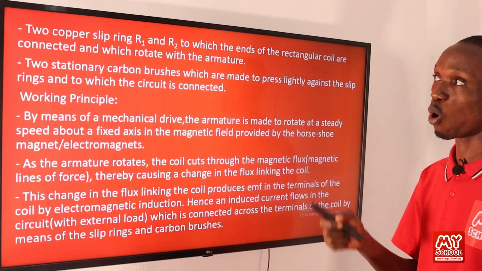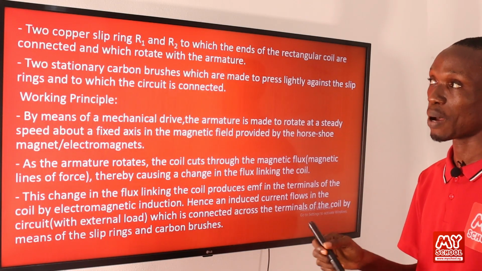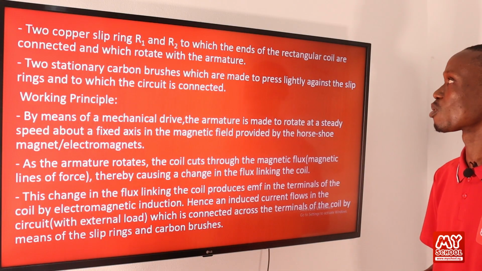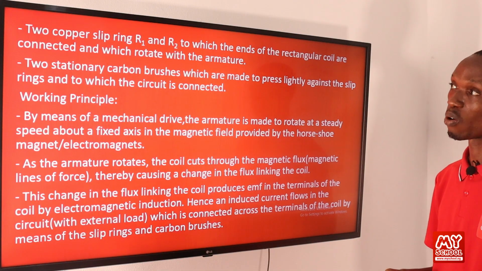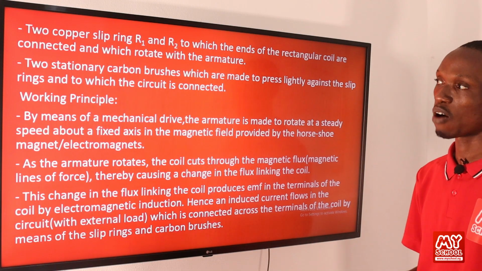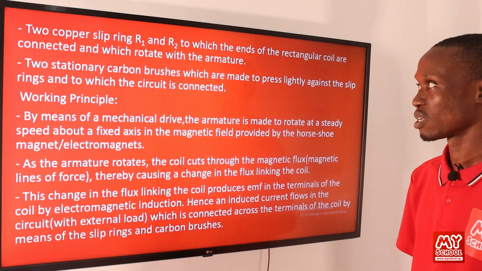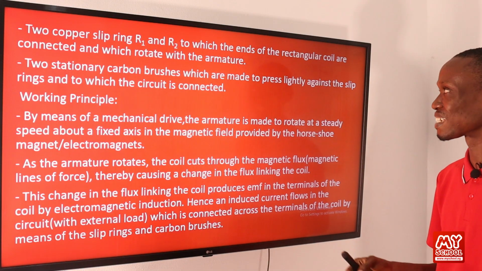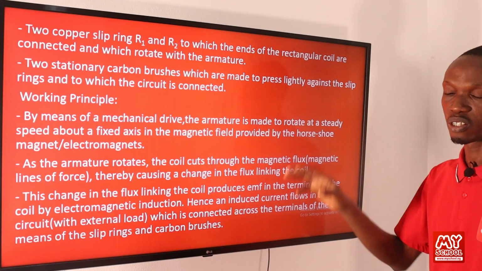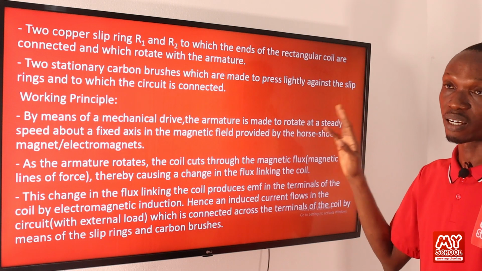Then we have two copper slip rings, arrow 1 and arrow 2, to which the ends of the rectangular coil are connected and which rotate with the armature. Then we also have two stationary carbon brushes which are made to press tightly against the slip rings and to which the circuit is connected. So those are the essential features.